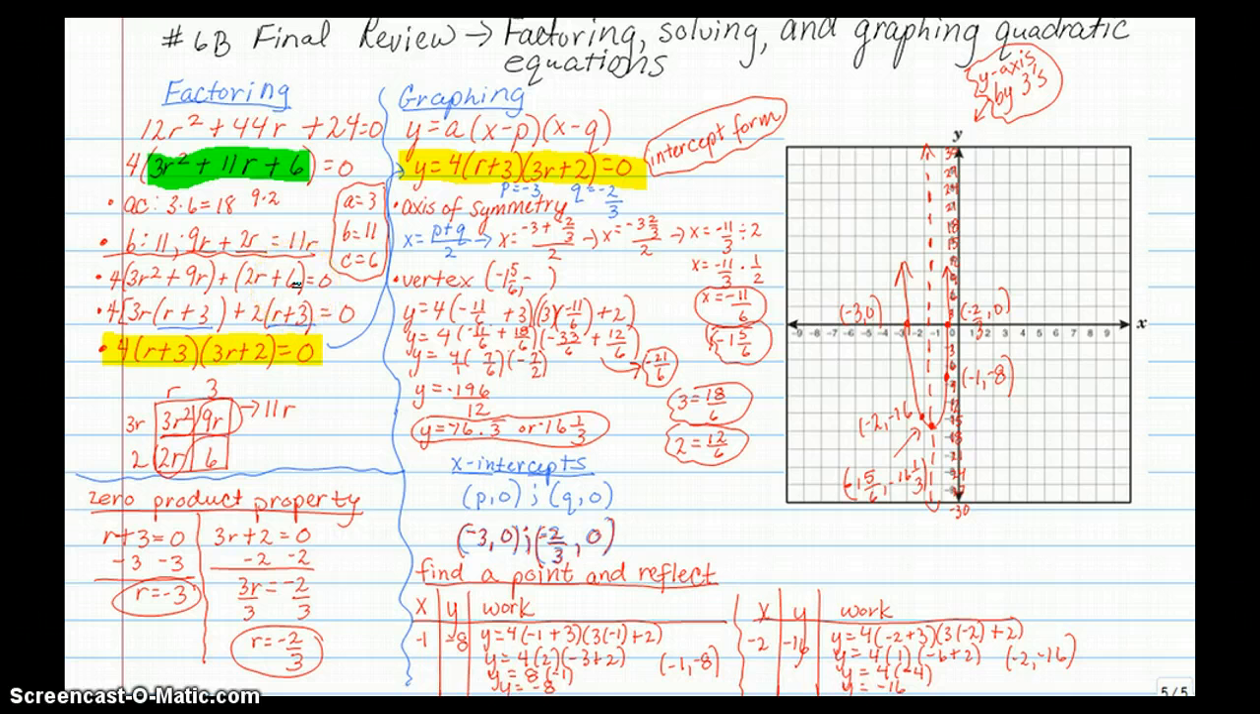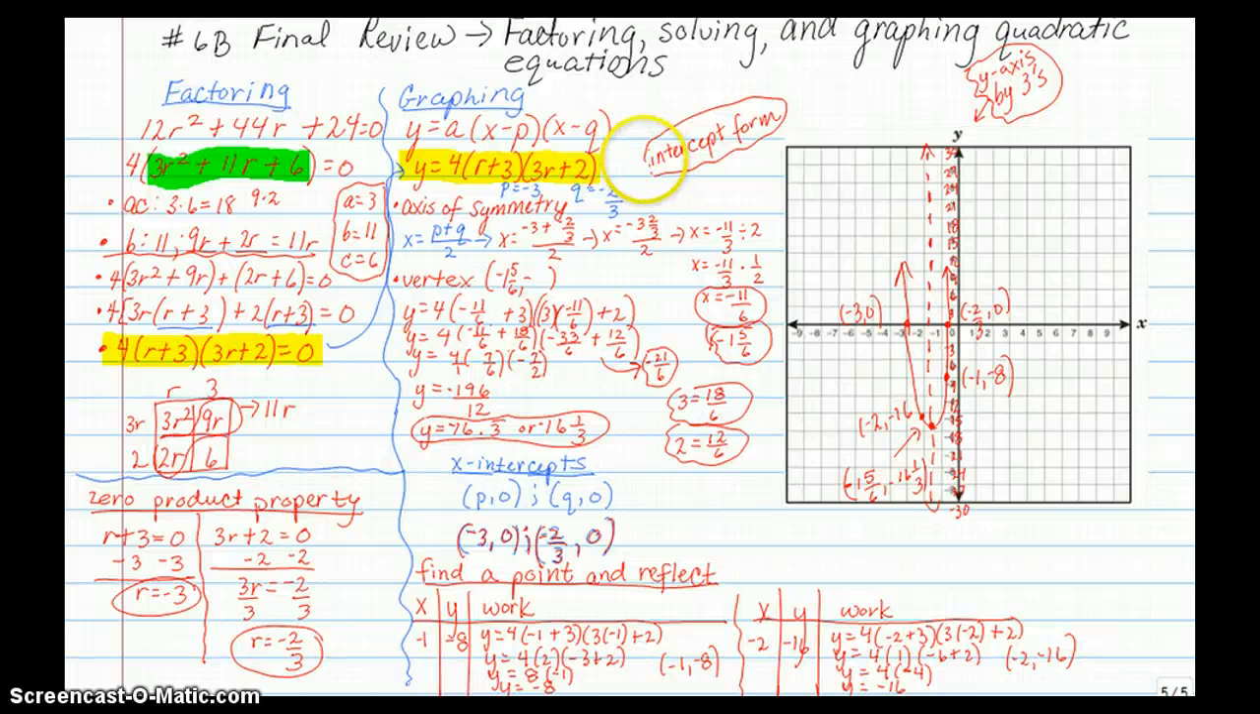So you bring down your r plus 3. That's one of your sides. You can see it in your check. Your 3r and your 2 is your other side. And then you bring down your 4 and put it out in front. Make sure you set it equal to 0. This is what you will use as intercept form. You can see it comes over here. Instead of being 4 times r plus 3 times 3r plus 2 equals 0, I change that 0 to a y. So y equals 4 times, in parentheses, r plus 3 times 3r plus 2.